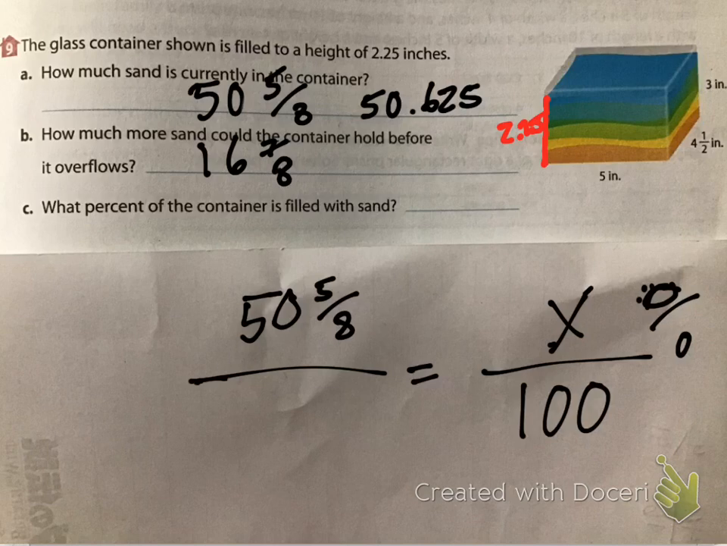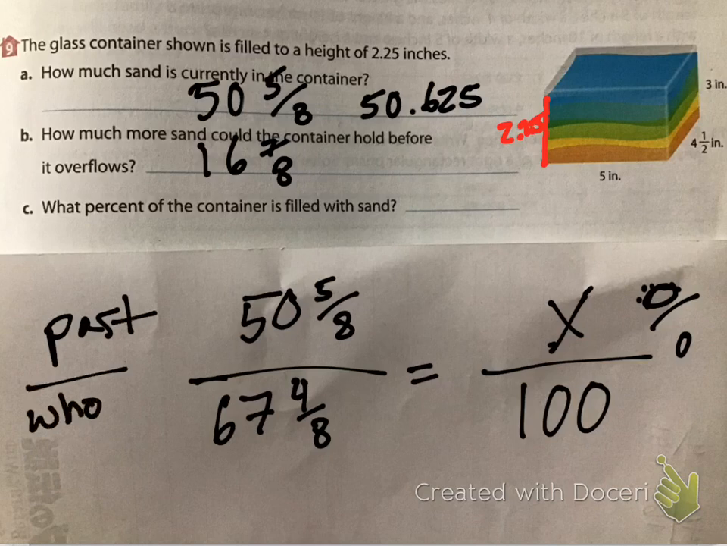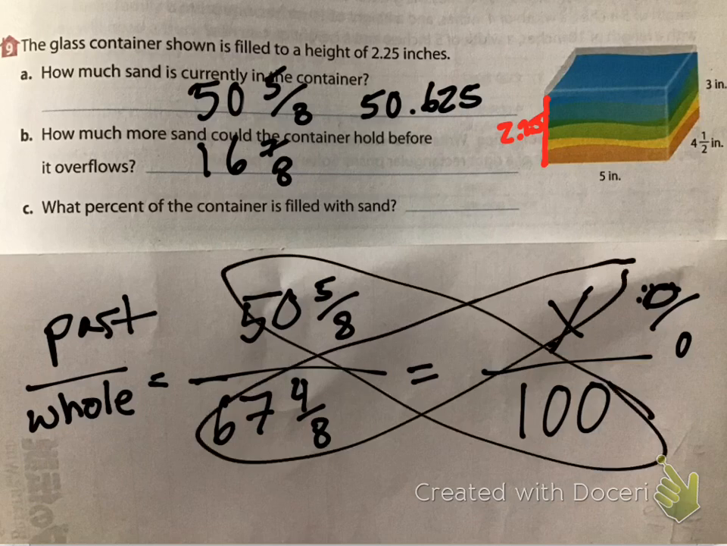For this bottom, we want to see the whole volume. I got this bottom part by adding our two parts: the part of sand in the container and the part where we could add more sand. When we do fractions, it's part over whole. Then we would just do our cross multiplication. We'd multiply that times x, this times 100, and then we would divide, because we'd have 67 and 4 eighths, which is also 67 and 1 half.